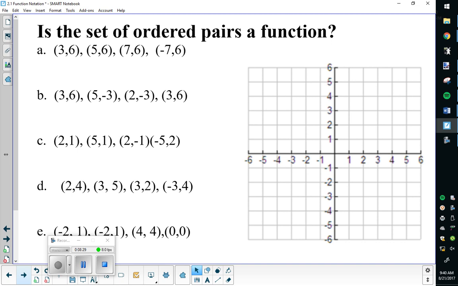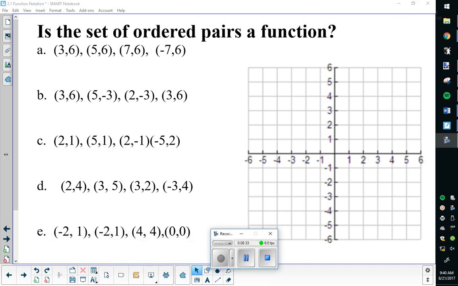Let's look at ordered pairs. So again, we're going to do what Austin said there a little bit. When we're looking at ordered pairs, you could graph the points if you really wanted to, but instead, we're going to look for our x values. Did our x values repeat to different y values? All right, so looking at letter A, I've got my ordered pairs up there.